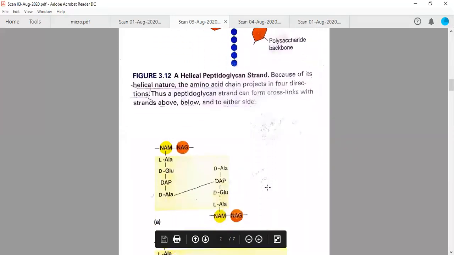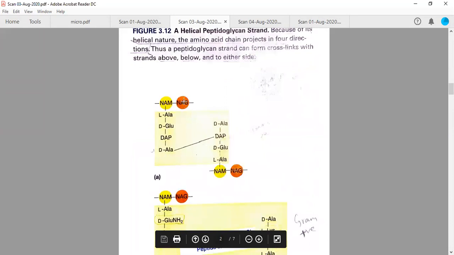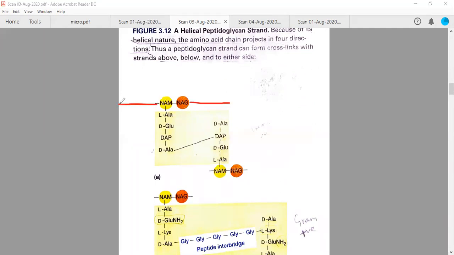Now this is one chain and this is second chain. So each time this disaccharide unit will be repeated. So this is occurring in both the directions. Suppose it is running this way, this is running this way. But each time this disaccharide unit will be coming. So suppose there is disaccharide, then again there is disaccharide. So this is growing in this way in both the sides, okay?